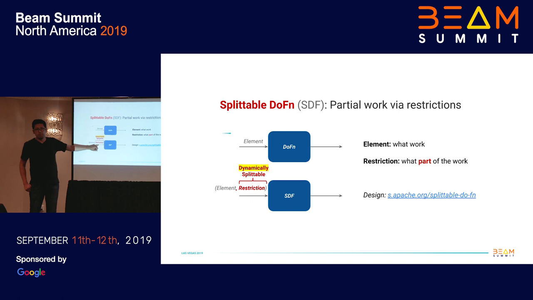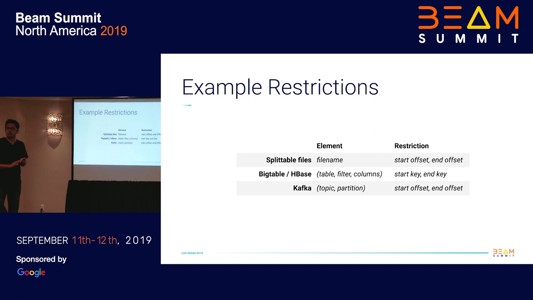A restriction is something that allows us to define what part of the work we are doing at this moment. We are going to see this in detail. And this part could be split. This is where the name comes from. So just to give an idea, let's see some restrictions so this makes more sense. For example, if we are reading a file, our restriction is the boundaries of the file, in this case the offsets. Where's the starting offset? What's the ending offset? And of course, I can split this in the middle into more restrictions.